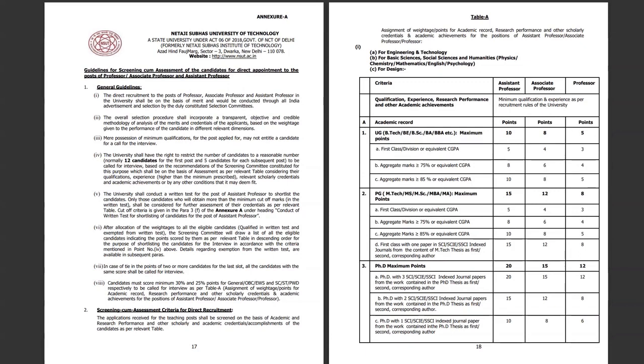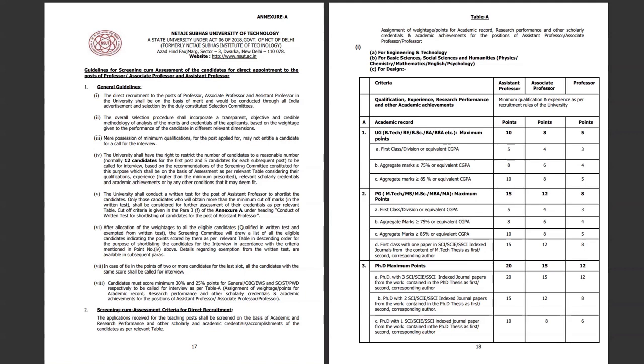So there are some guidelines for the assessment. They will make a merit list according to your academic performance index: your BTech marks, MTech marks, PhD marks, and whatever publications you have done. Based on that, they are going to call you for the interview. These are the points they mentioned for the merits for UG.